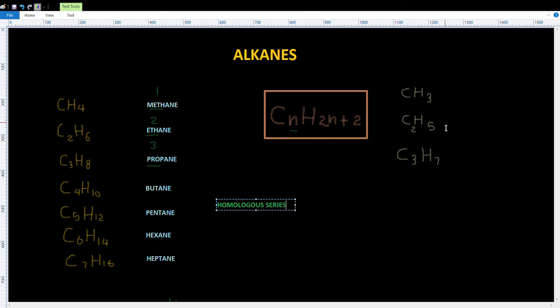Here I have mentioned some other groups. For that, I'll take this out like this. In alkanes, we use the suffix "-ane" at the end. You can see it is a common term. It ends with the suffix "-ane".